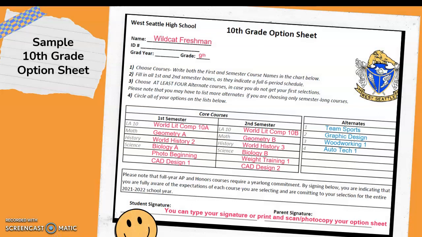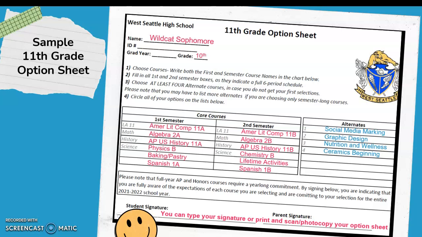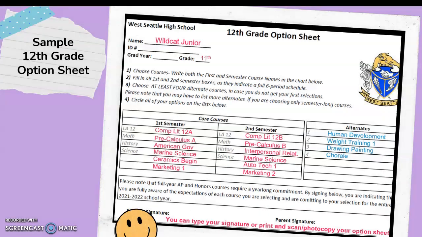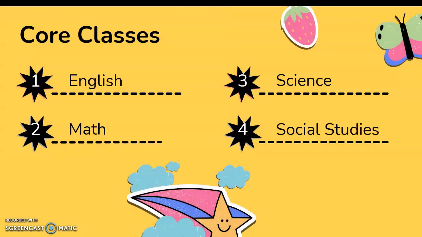So here's an example of a completed option sheet. So again, it's a nice visual tool because you can write in every class that you are going to be taking next year, and it helps you visualize, you know, I've got my 4 core classes, LA, math, history, and science, and then here's how many spots I have left to choose either year-long or semester-long electives. And just an example of what an 11th grade completed option sheet looks like, as well as for seniors.